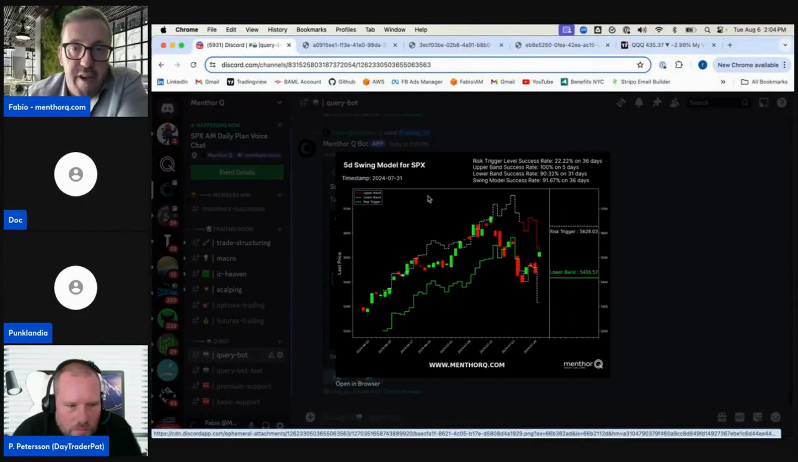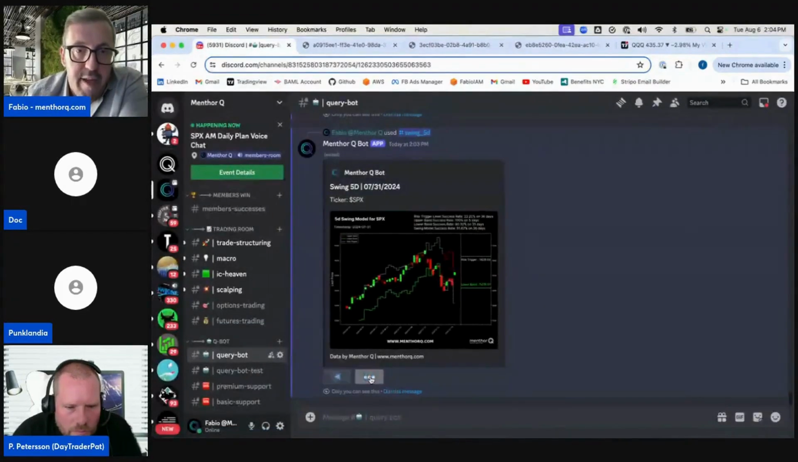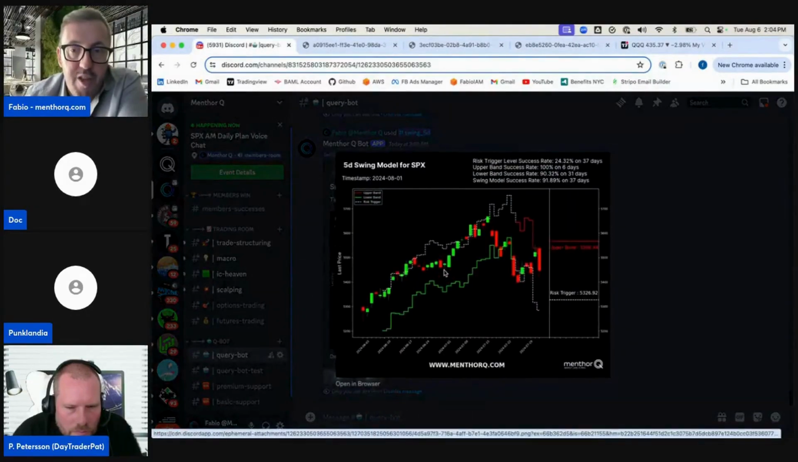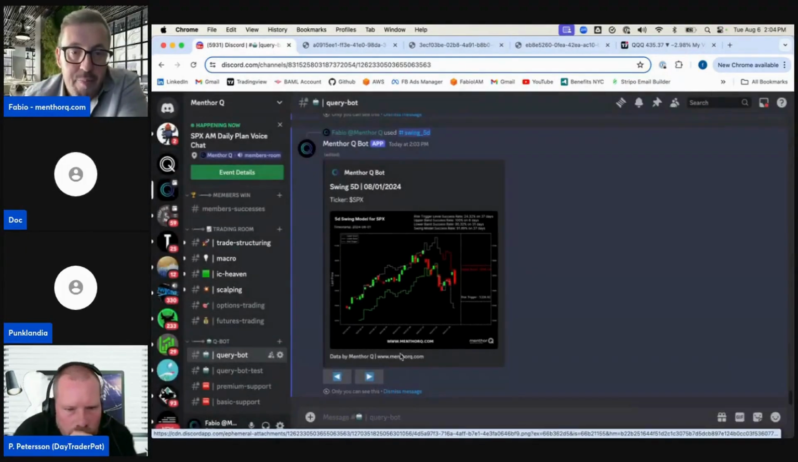So on the 31st, we see that the lower band is 5,400. Then we have a risk trigger of 5,628 with the bullish directional bias. But then we move to the first, and suddenly the picture changed. Now we have an upper band with a red line here, which is a shift from bullish to bearish bias, right? So now we're seeing a bearish bias there.